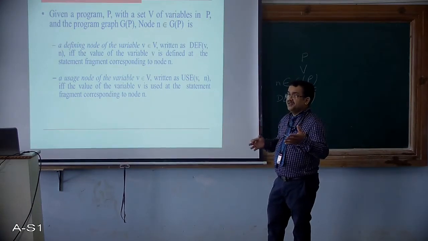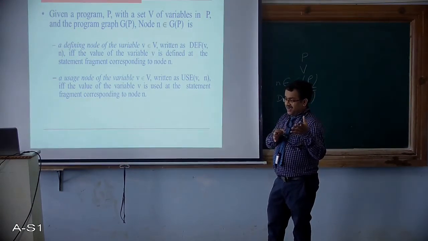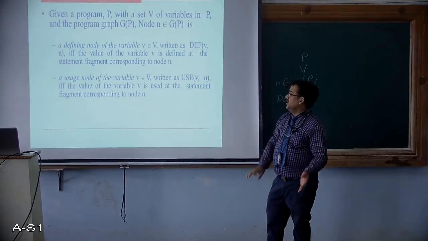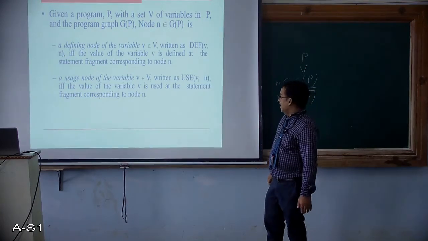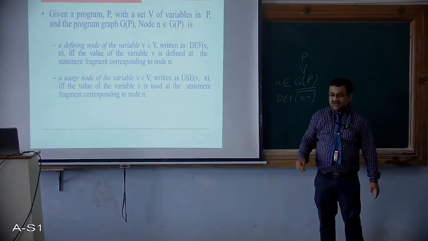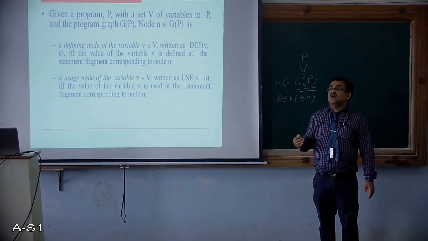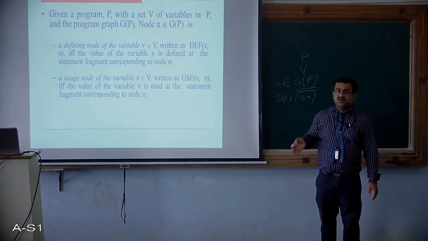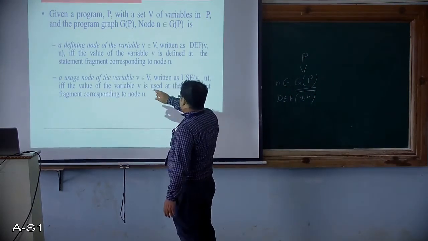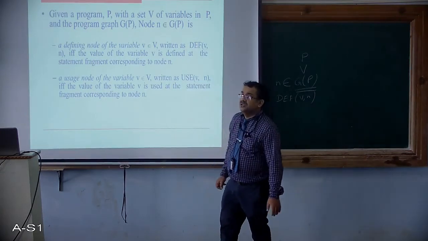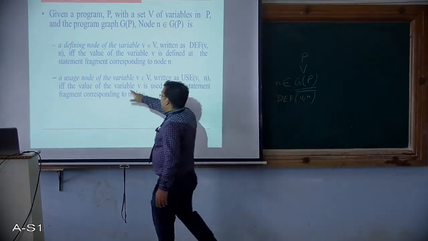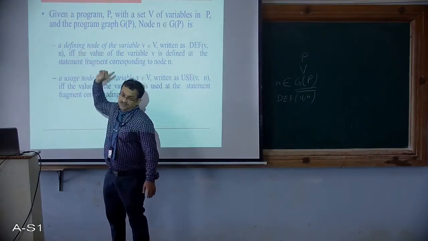So for that particular node, whatever statement or fragment of a statement it represents is basically defining that particular variable. Then we call it DEF(v, n). That can be through reading from the input console, or through an assignment. You are defining a variable. Those nodes which represent such statements where variables are being defined are known as defining nodes. Remember this, defining node.